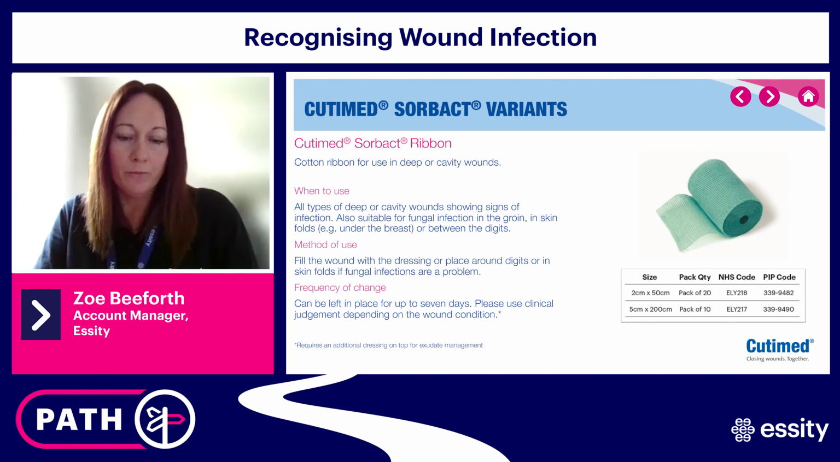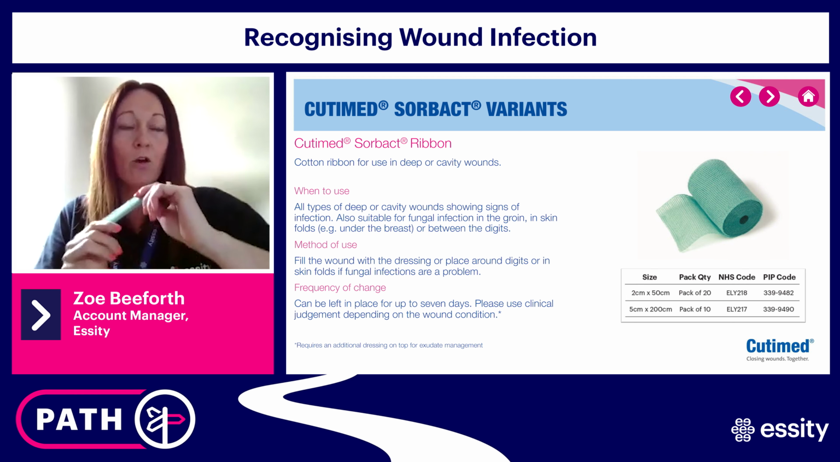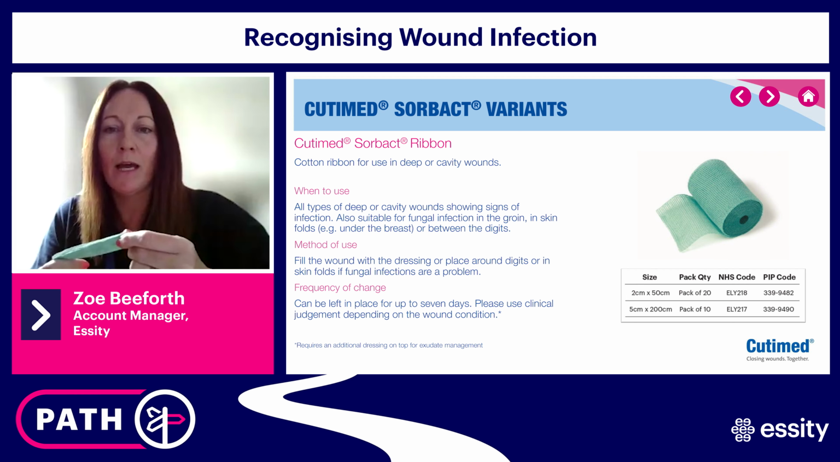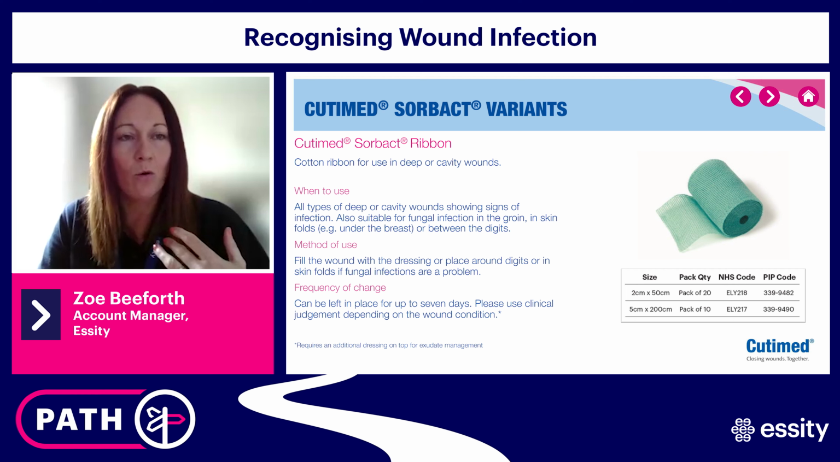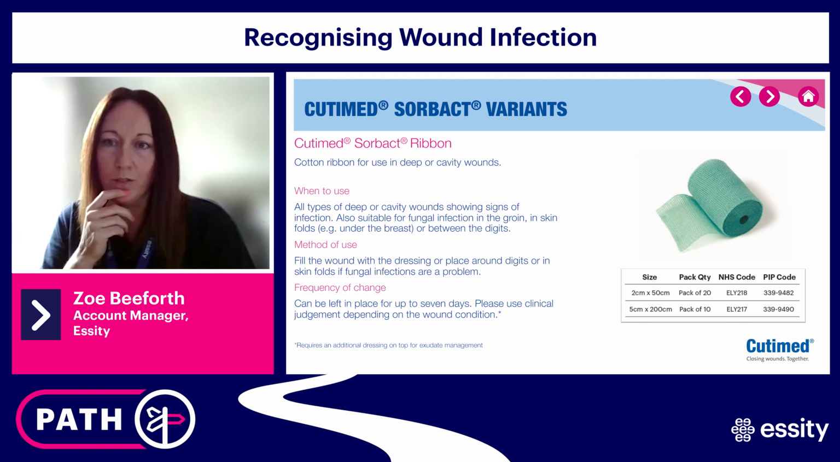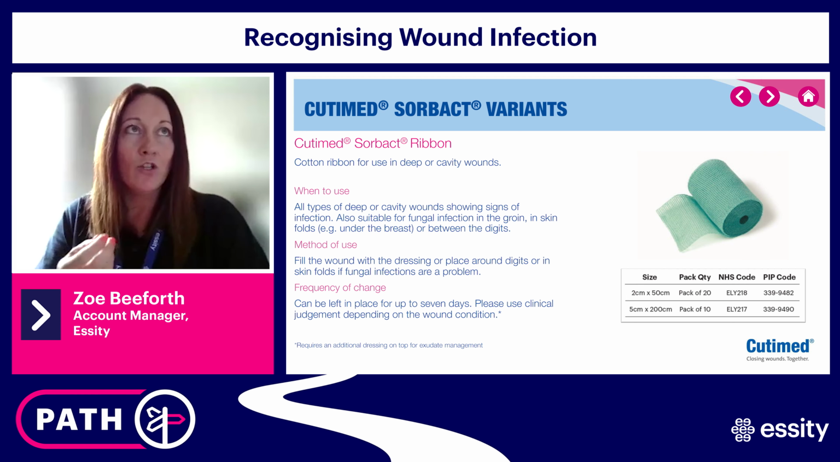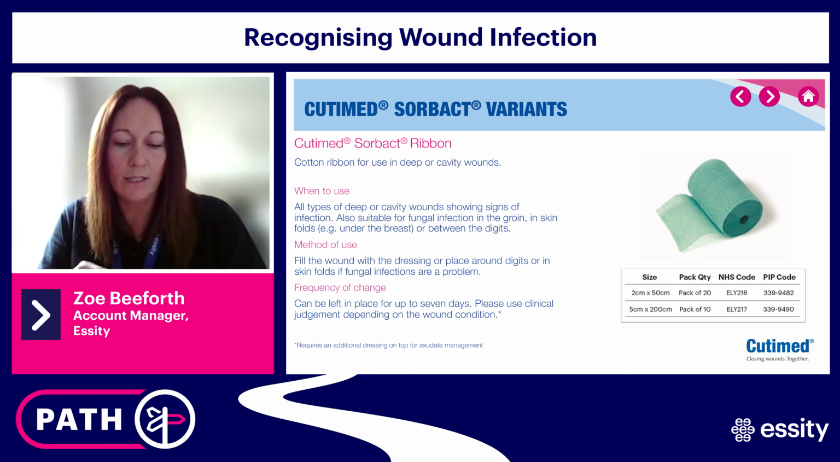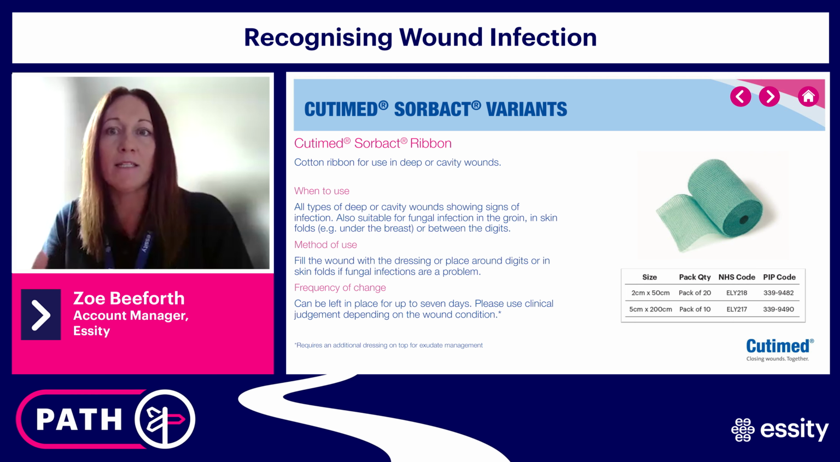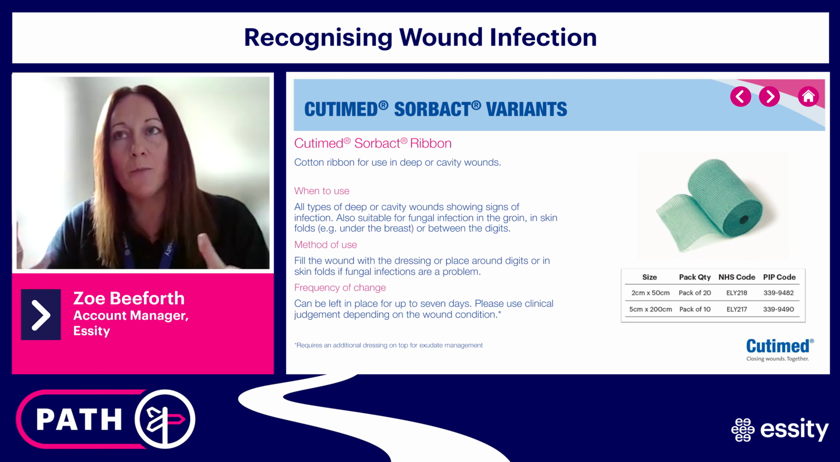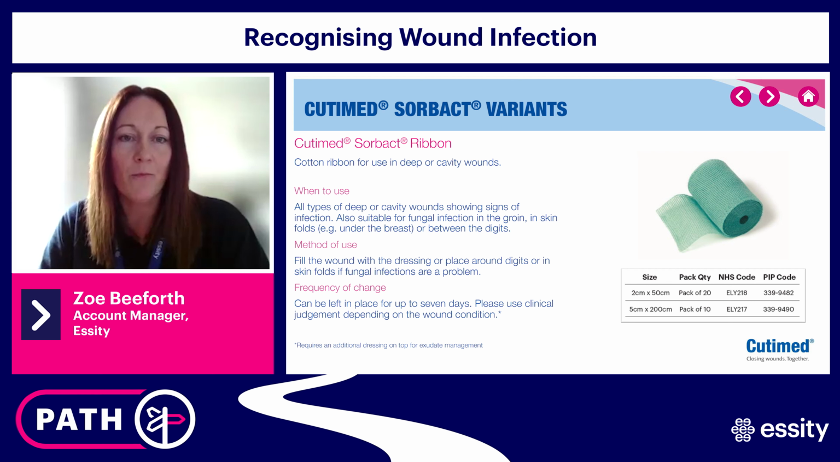So then moving on to the ribbon. The ribbon is a cotton ribbon for deep cavity wounds, and that comes in 2 sizes too. So you have 2 centimetres by 50 centimetres or 5 centimetres by 200. Again, suitable for skin folds, groins and digits. Really a soft dressing to apply for digits and toes. The key message for this is it can be used up to 7 days, but again, you would be using your clinical judgment in regards to exudate levels and also degree of contamination.